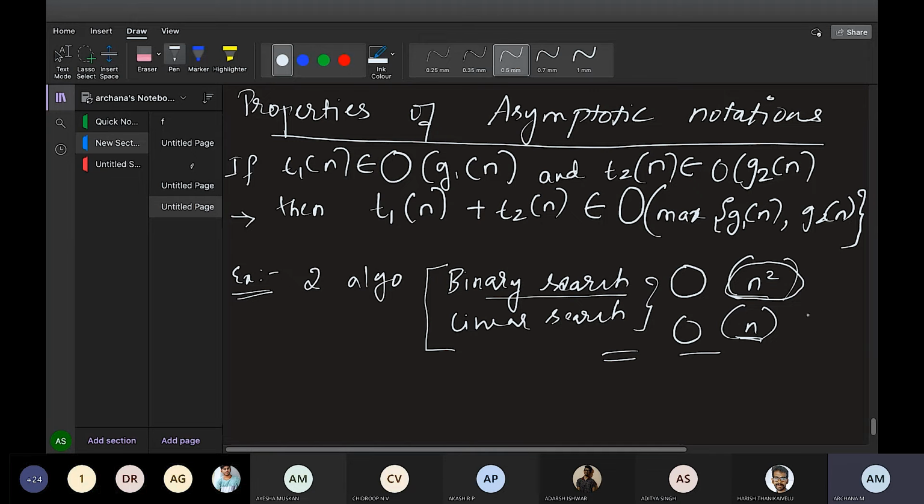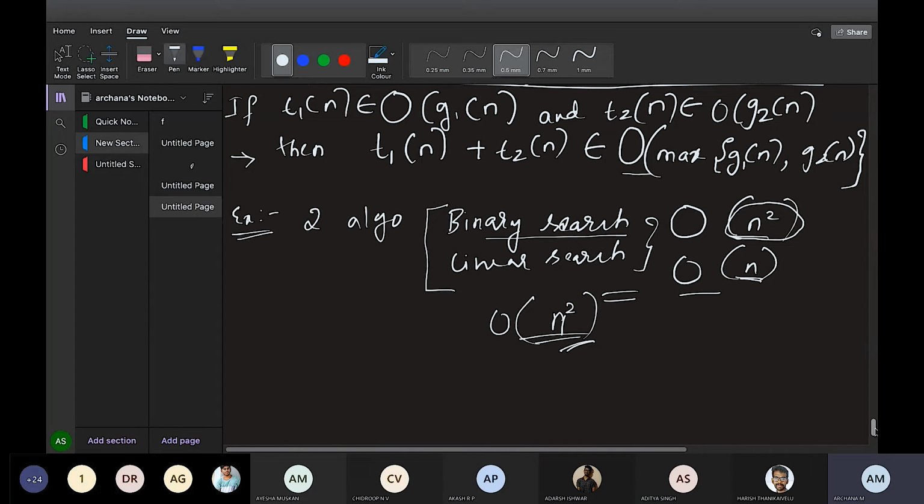Like this, we have to compare. So among these two, you have to take this formula, big O of maximum of G1 of n, comma G2 of n. Among this, the maximum is n square. You have to compare and take which is the bigger. Like this, we will be applying this property to see which algorithm will have good time complexity or not.